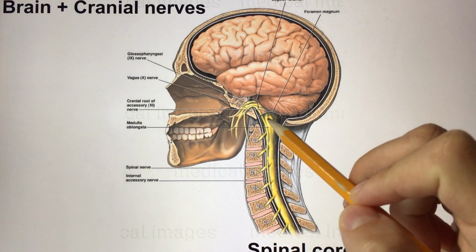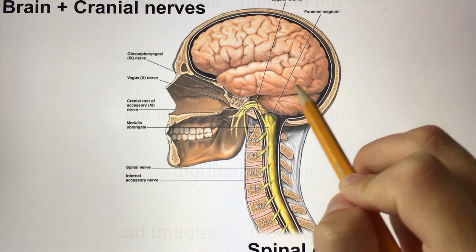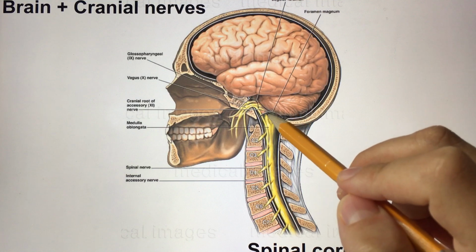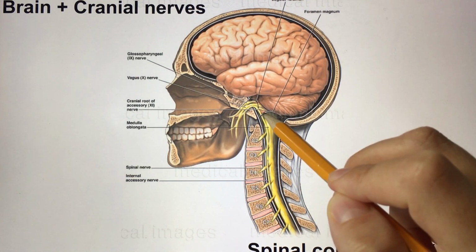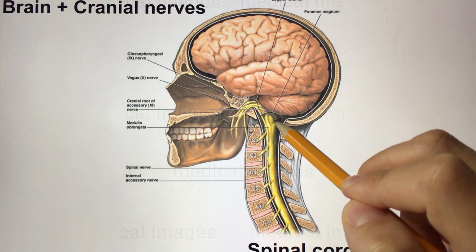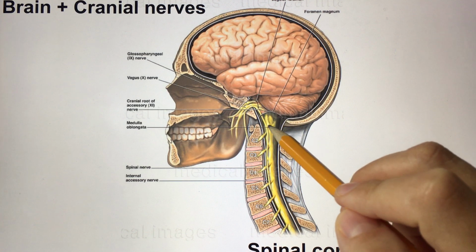So here is the spinal cord. Even though it's highlighted here in yellow, it's really not that yellow. It's more like this color of the brain. So here's the spinal cord. It begins at the foramen magnum of the skull. So as the brain exits the skull, the brainstem becomes the spinal cord. So the spinal cord is an extension of the brainstem.